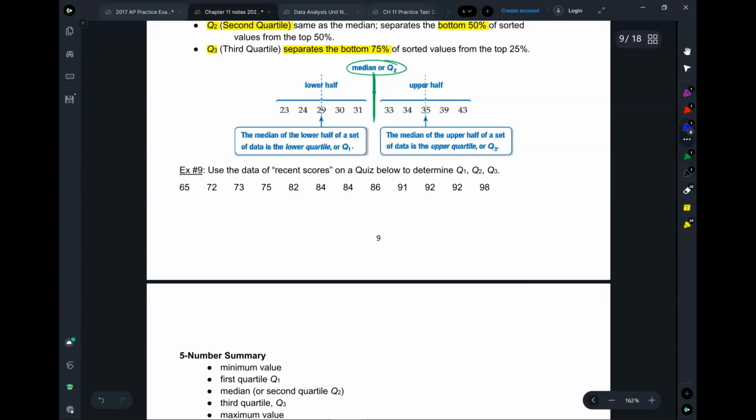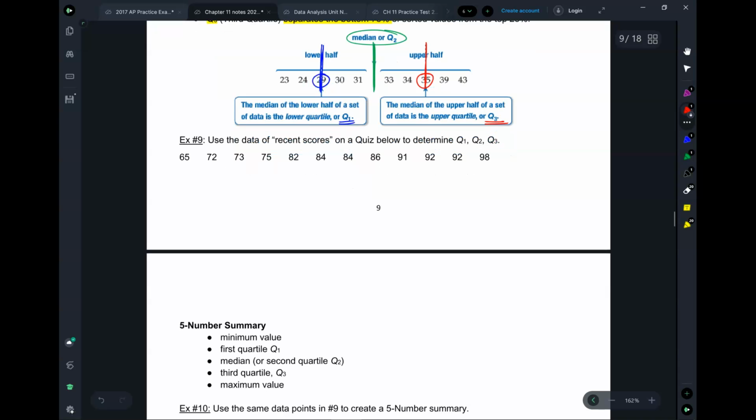The left half is the lower half. I do the median of that, right? So this number 29 is the median of that. I call that Q1. The upper half, I do the median. This number 35 is Q3, right? So now what I have is, this is the bottom 25%. This is the bottom half. This is the bottom 75% and the top 25%, right? So that's how I've split it up. Okay. So that's Q1, Q2, Q3.